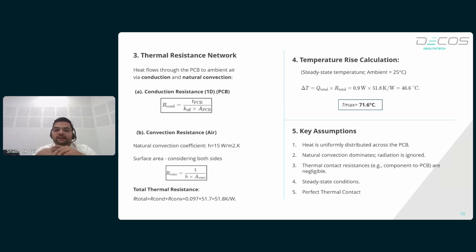We are considering steady state conditions. We consider the PCB is turned on and then kept on for a long time in order to mimic the steady state conditions.